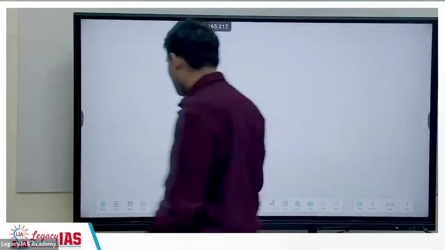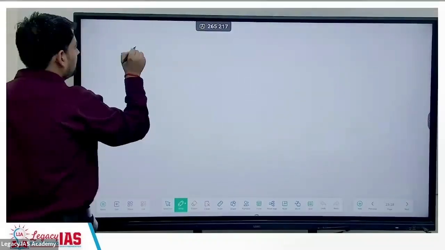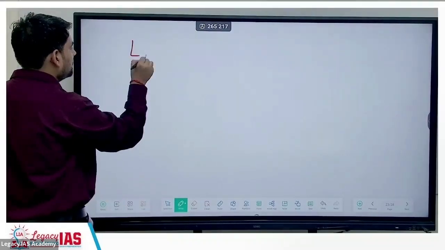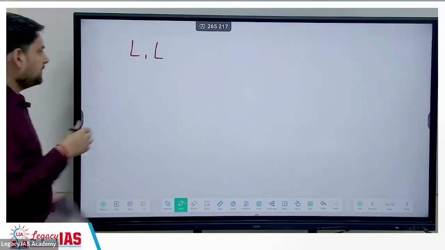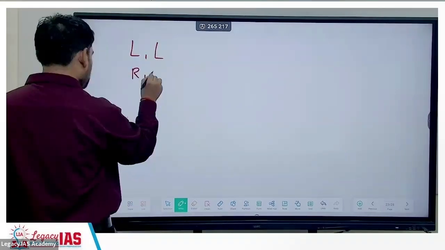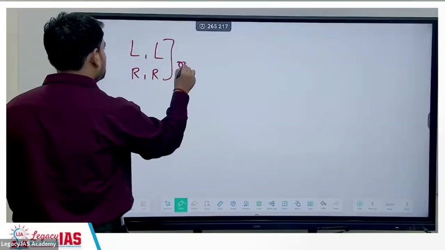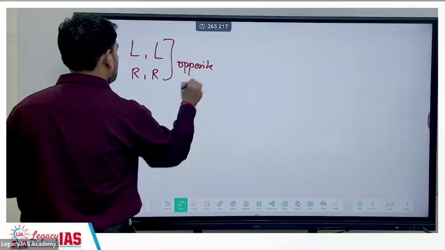See, this is the last thing. By this, you can understand that if I take two left from any direction, I will reach the exact opposite direction. Okay, so two left and two right takes you to the opposite direction.